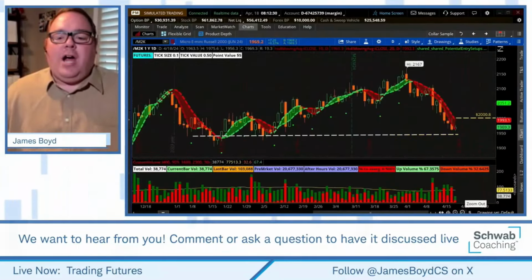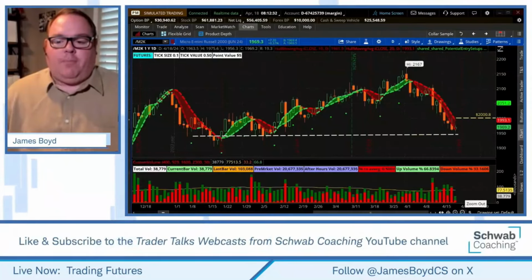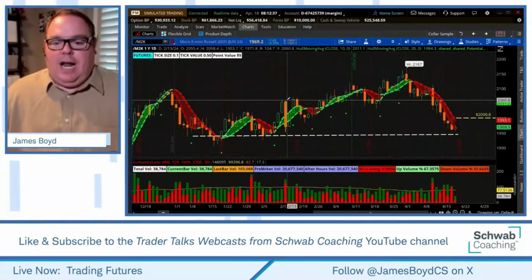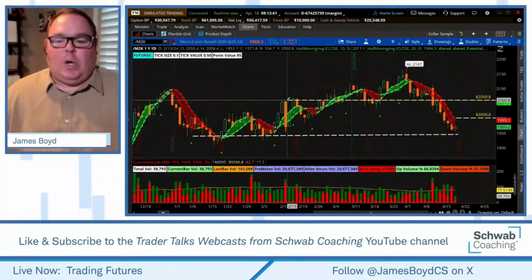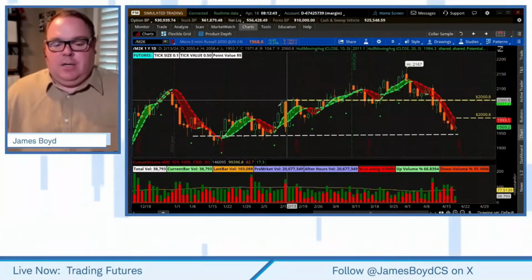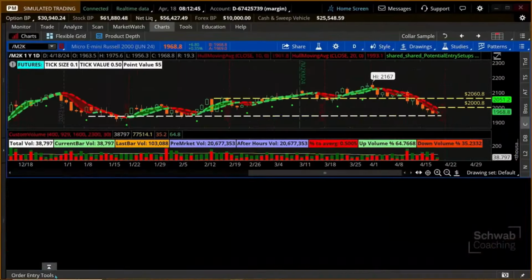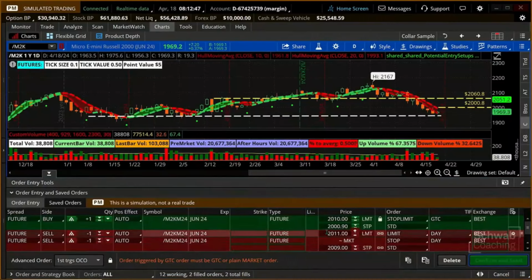Now, where did we fall down from? Where did we have like a horizontal support level? Well, kind of where we broke down below the horizontal support level was right around about 2060 or so. So what we're going to do is put a target. A lot of times you'll see indexes, stocks, whatever, they will check back to where they fell down from. And we're going to put a target right at 2060-ish right there.